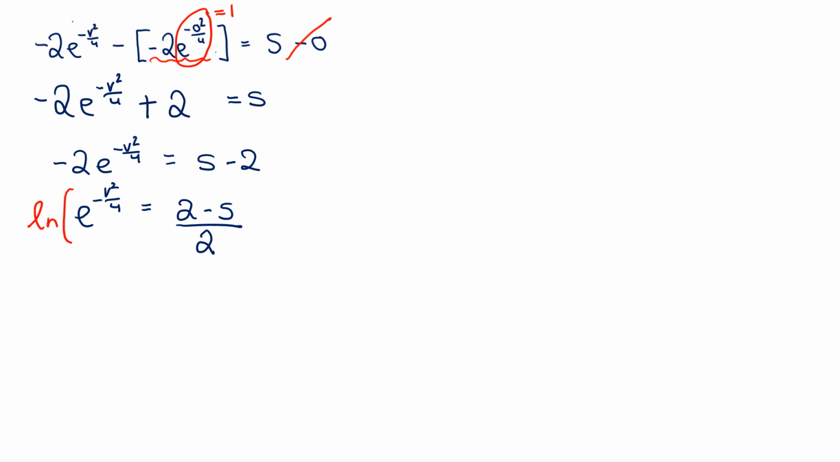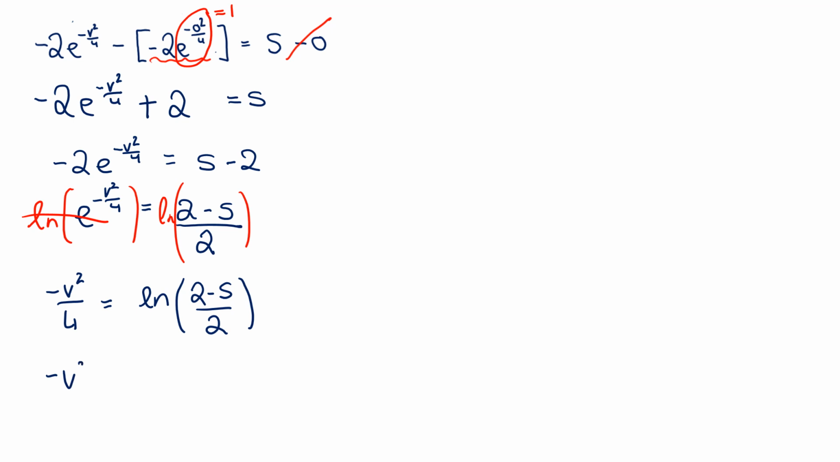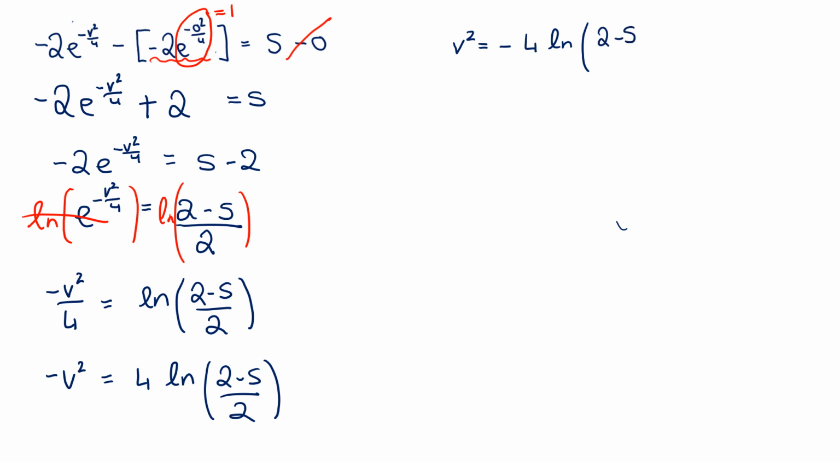So then we take the natural log of both sides to get rid of that e. So we're left with minus v squared over 4 is equal to the natural log of 2 minus s over 2. Bring that 4 over. And then we need to bring over that negative as well. So v squared is negative 4 natural log 2 minus s over 2.